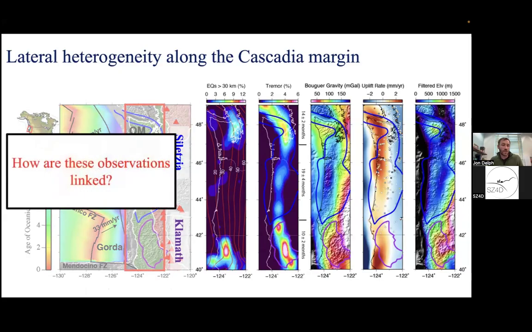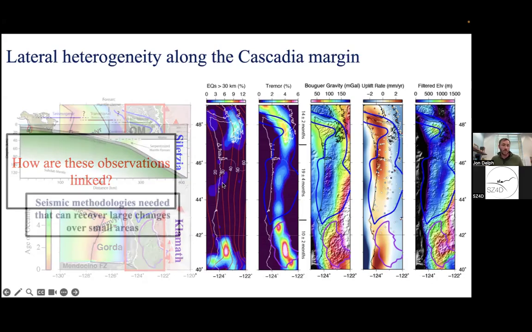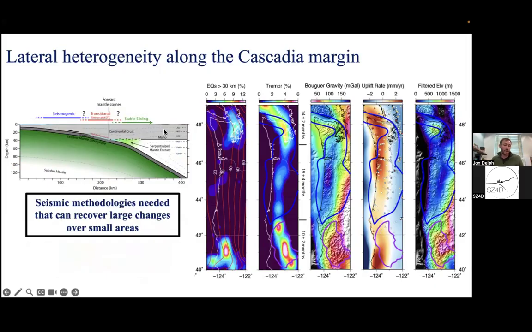Fundamental question we're interested in is figuring out how these different observations are linked. To do that, we need to understand what the subsurface structure looks like. And this is not an easy task in these forearc domains. First thing we have is we have very large changes in seismic properties laterally. We know that crustal material has the widest range of seismic properties of any layer on Earth. So we need lateral resolution that can recover those changes in seismic properties.